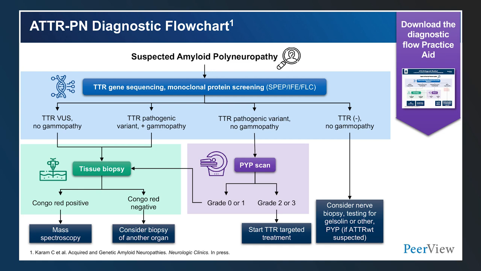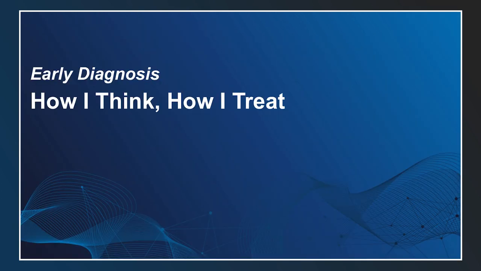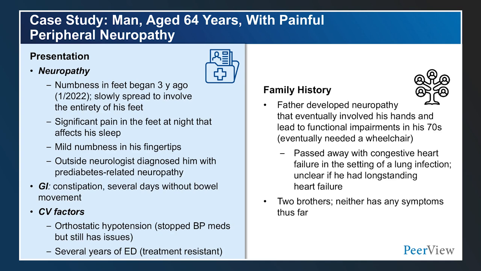If you're suspicious of amyloid, but the genetic test is negative, then you may want to do further testing to see if this could be wild type, but it is not the hereditary form. Let's move on to the early diagnosis and how we treat these people. We're going to show a few cases here.